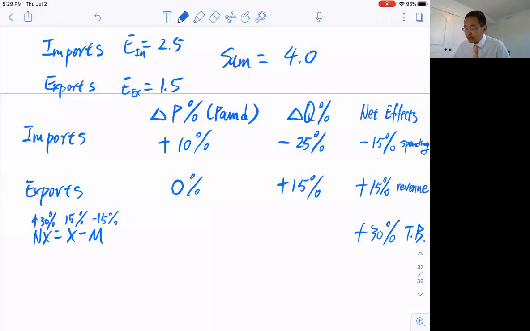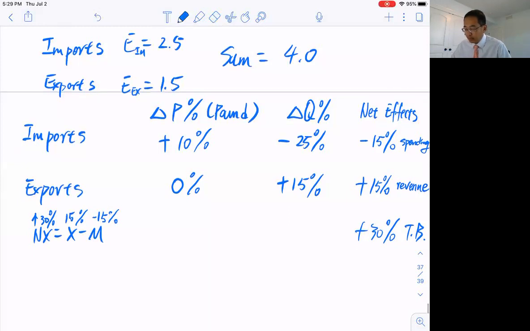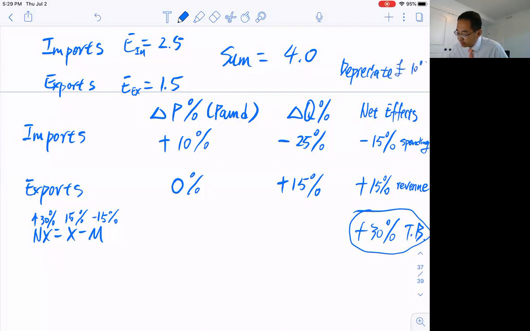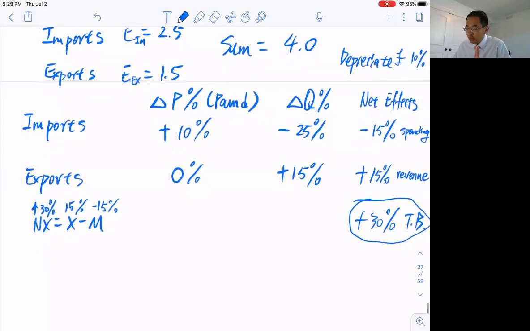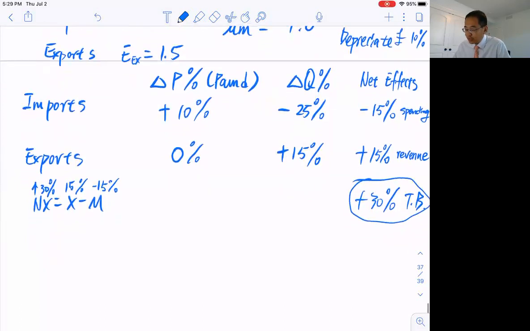So that is how we use the elasticity approach to look at what happens to your trade balance when you depreciate the pound by 10%. Now let's say that we are depreciating the pound by 10%, just like before, like we just talked about, but the elasticities are actually different.